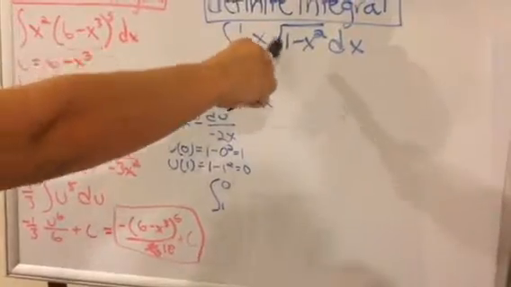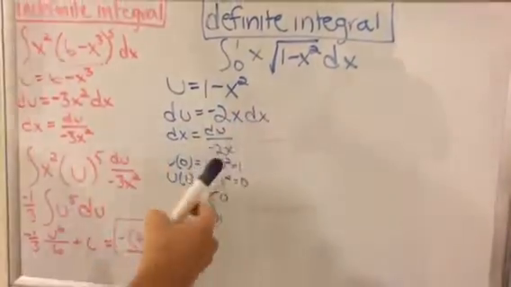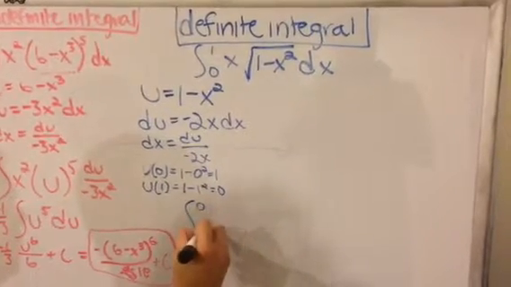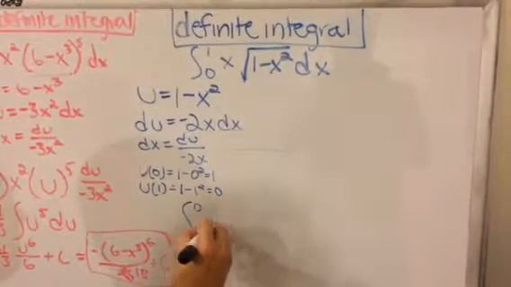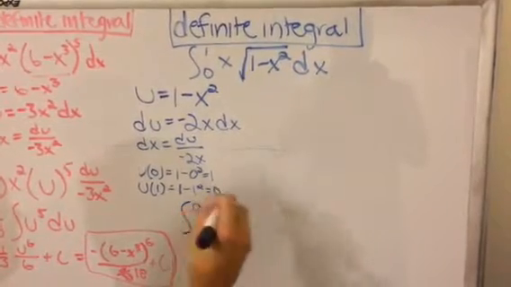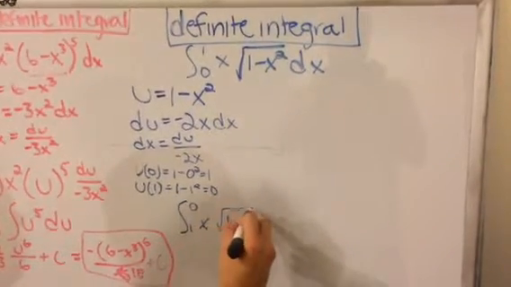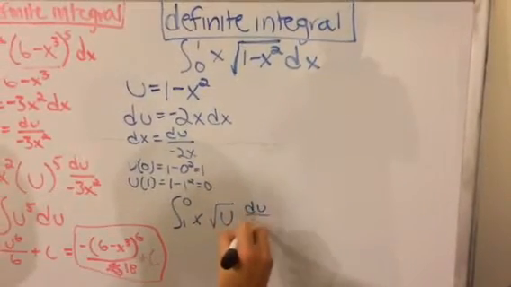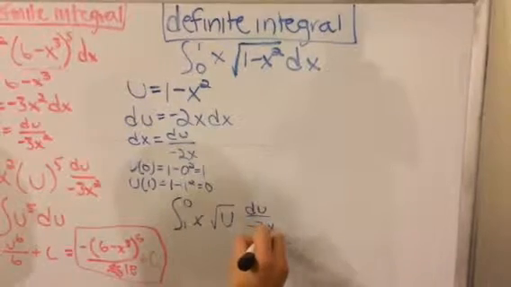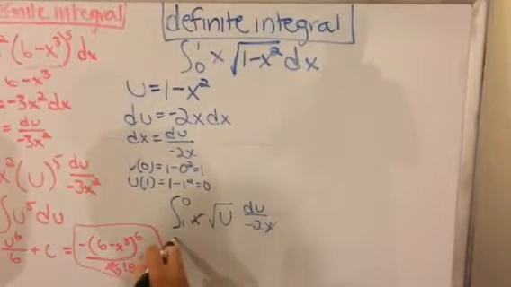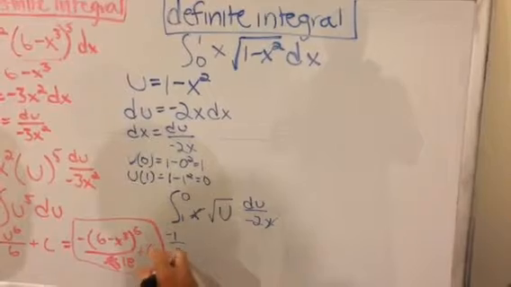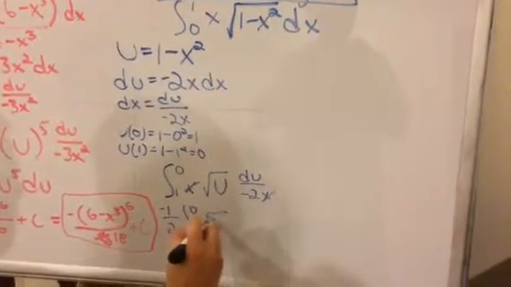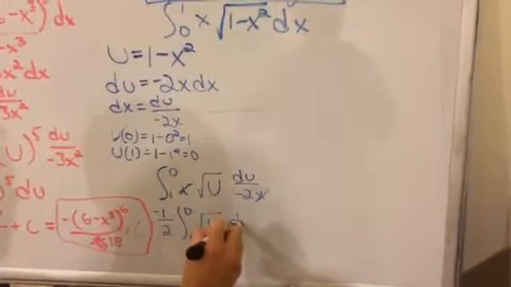Then we would go back to our original, which would be x times the square root of u times dx, which, as we solved here, is du divided by negative 2x. The x is canceled. We have negative 1/2 times the integral from 1 to 0 of square root of u du.